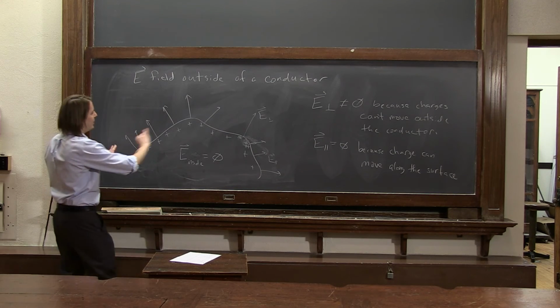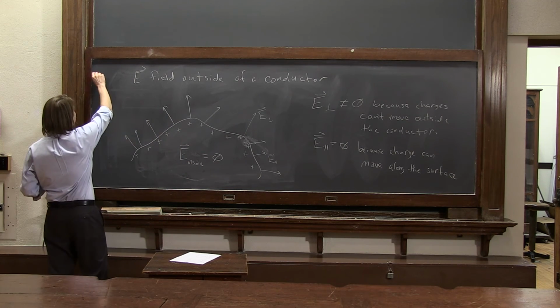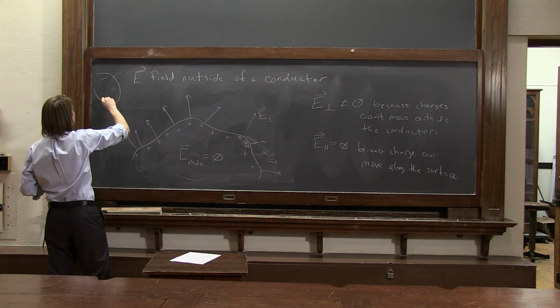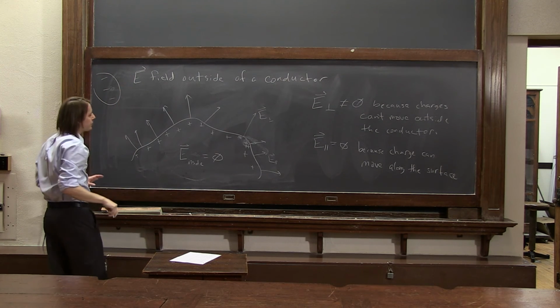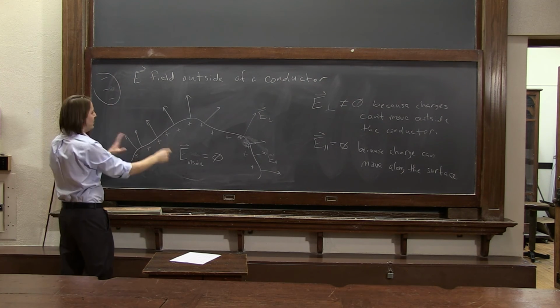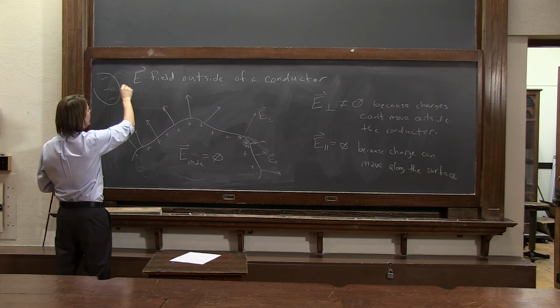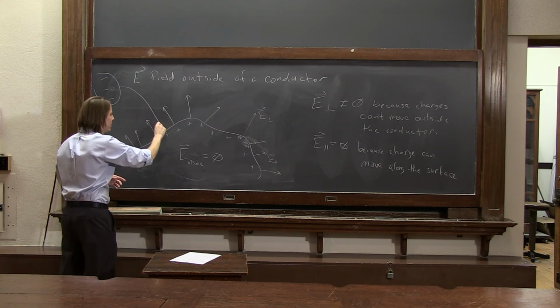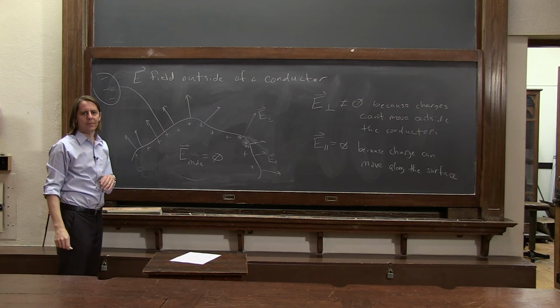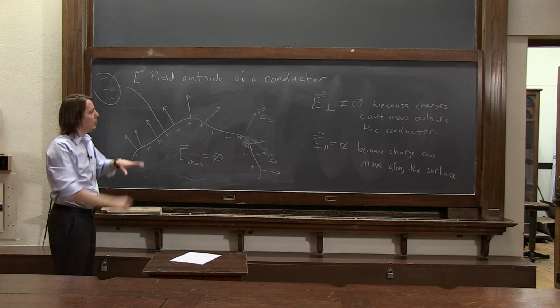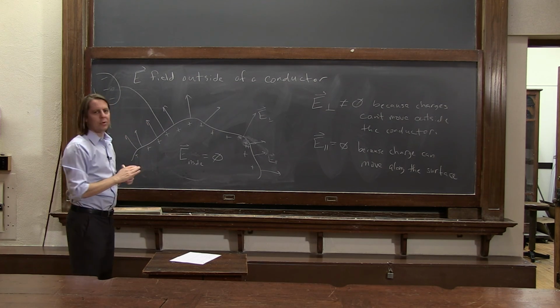Or even if it weren't charged, even if you had some negative charge out here, and these field lines were just between the metal and the negative charge, they would still also, they always terminate perpendicular to the surface of the metal. Okay? So E field is always perpendicular to a metal surface.